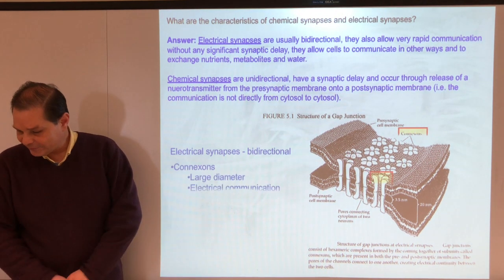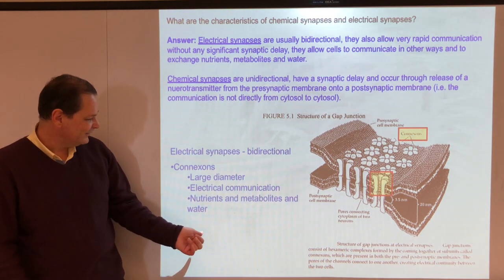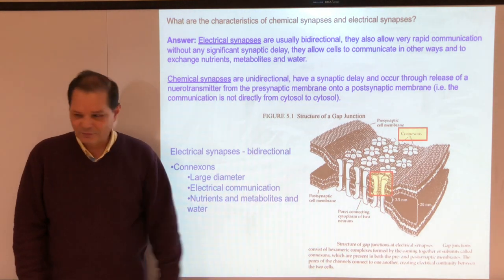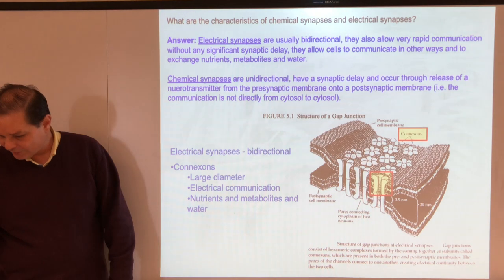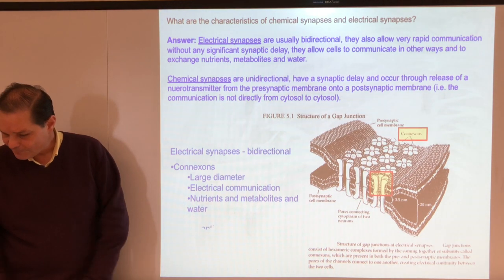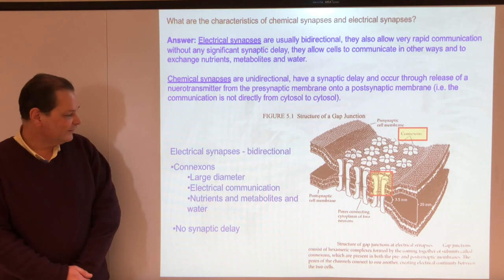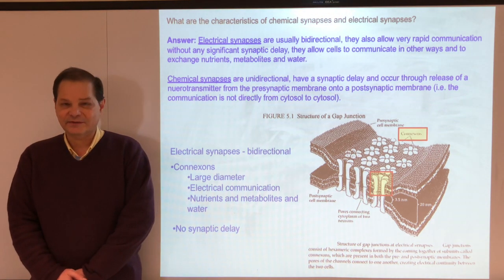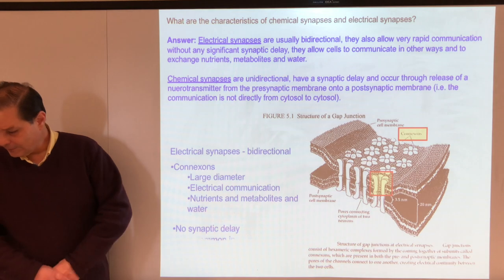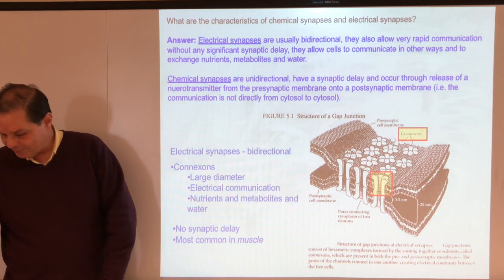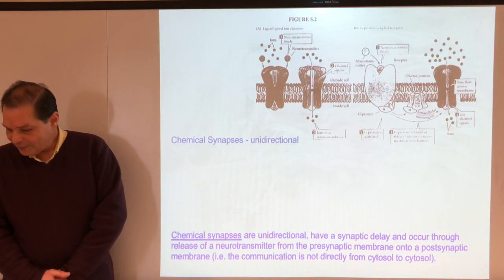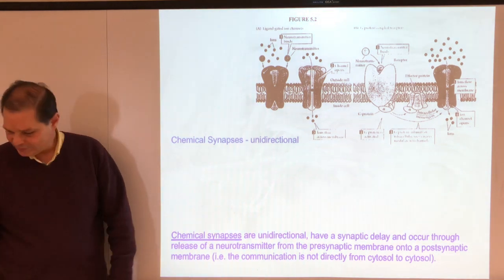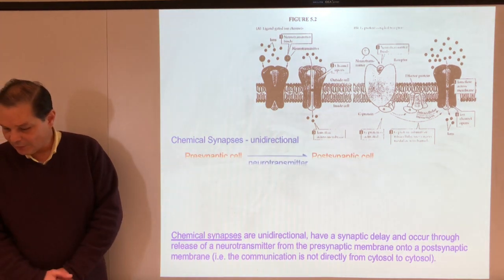Here are the connexons, and the communication with the nutrients and water, etc., what I just said. And there is no synaptic delay associated with this, and we'll talk about the synaptic delay in a second. And again, most commonly in muscle. Chemical synapses are unidirectional. Okay, so this is the way that they work.